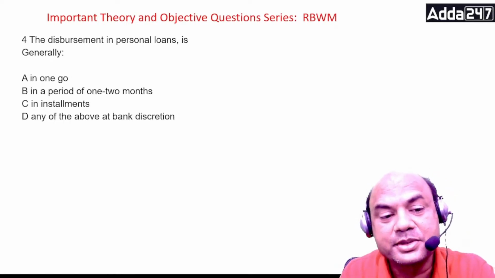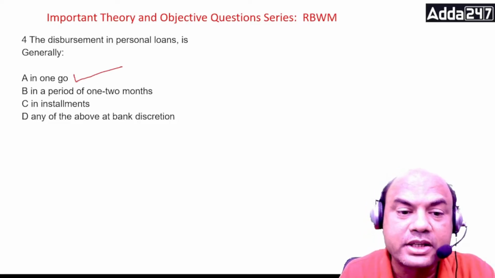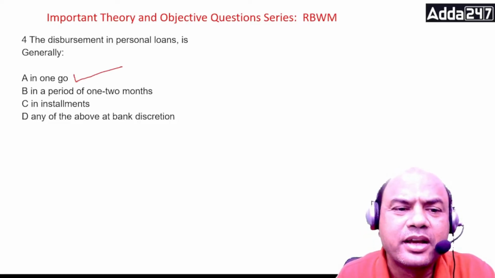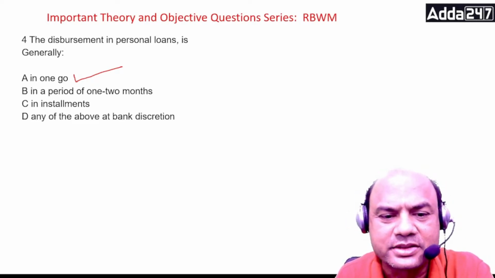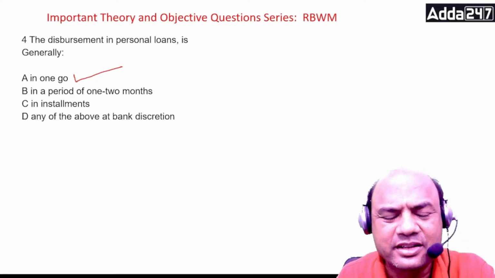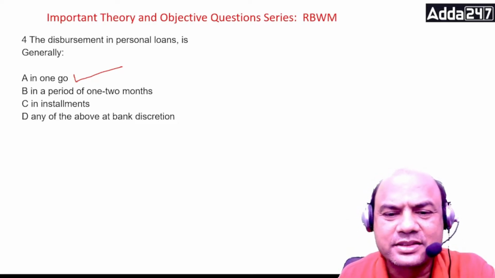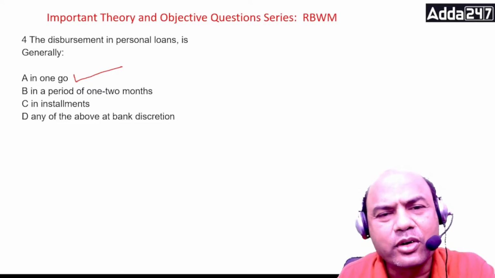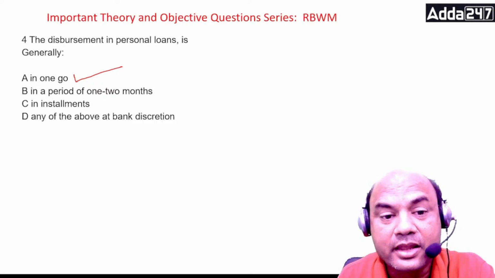So PLs are disbursed generally in one go. Okay, single installment. Amounts are lesser, isn't it? The amounts are not huge in PLs. Okay, so they are always given in this one go only. Banks don't keep such things. Okay, because nowadays banks don't have time also for smaller loans. But then also, that is a flavor now.